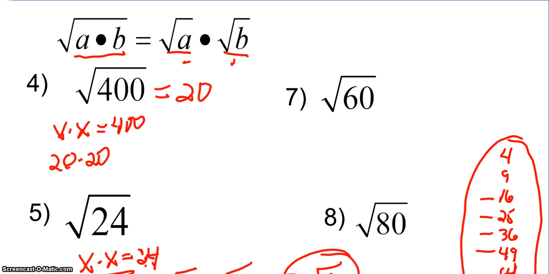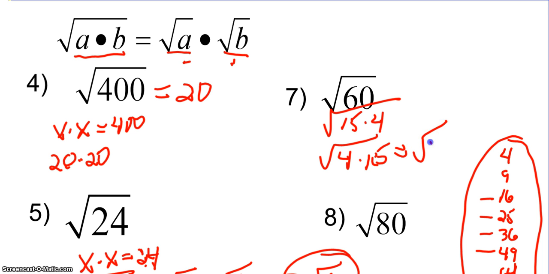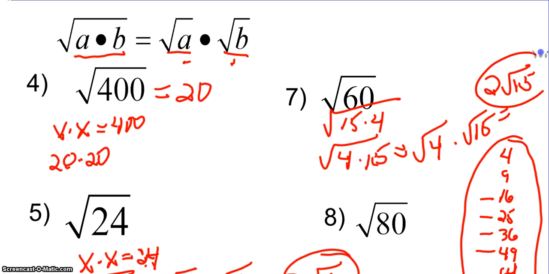All right, let's go back up to number 7. Number 7, all right, what can go into 60? Let's see, 60 divided by 4, that's 15 times 4. So put that in radical. Well, you can rewrite it as 4 times 15. So by that property, I can do it as radical 4 times radical 15. We know the square root of 4 is 2, and then radical 15. And there's your answer there.